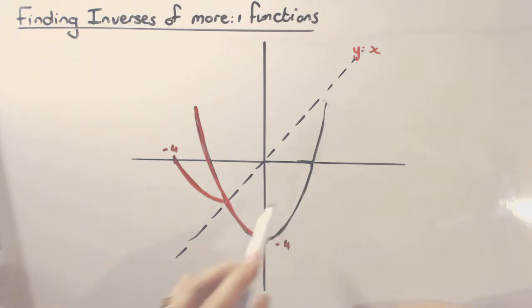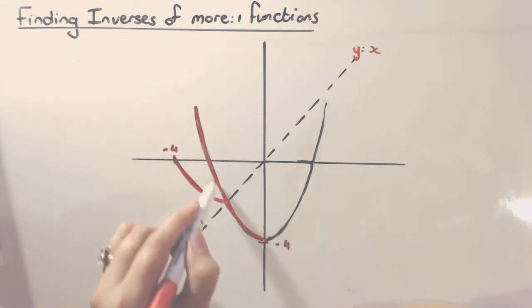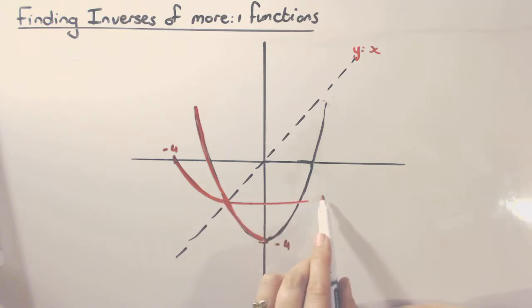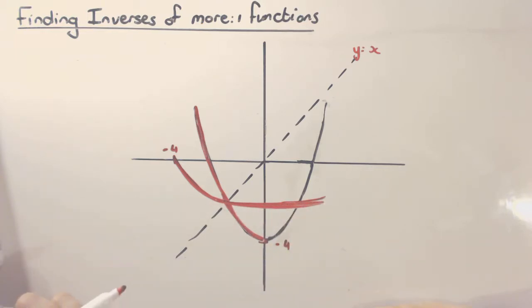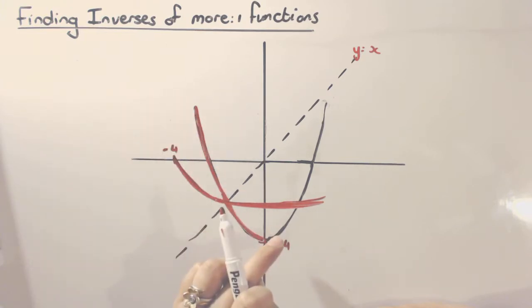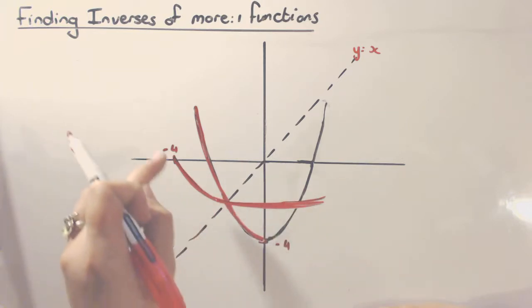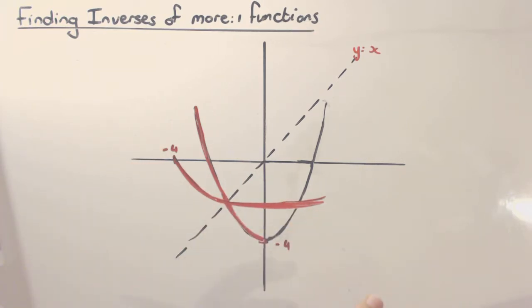Can you see? So this part will probably reflect about there, like that, right? So there's a rough reflection of this line here. If I reflect it in this line, it should go and lie there, right?